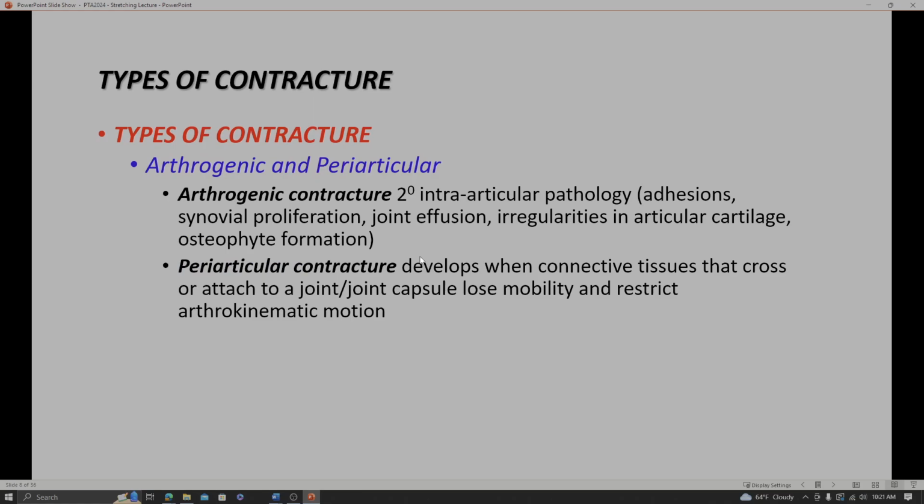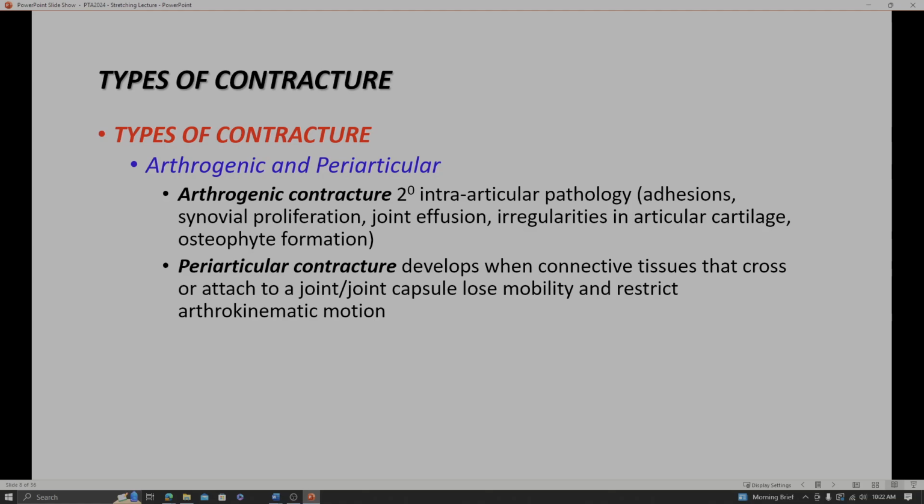Other ways we can define contractures. So that would be the causality of the contracture. The other part of it is basically where the contracture actually is. So an arthrogenic, or joint-centric, contracture is going to be secondary to an intra-articular pathology. These are things like adhesions, synovial fluid inside the joint itself, inside the joint capsule, joint effusion, irregularities in articular cartilage. So it's in the joint. It's contained within the joint capsule.